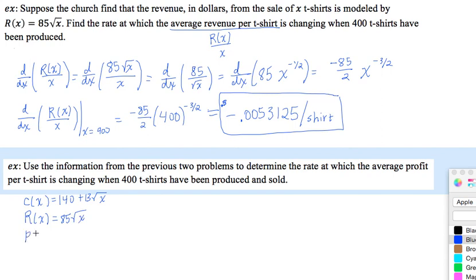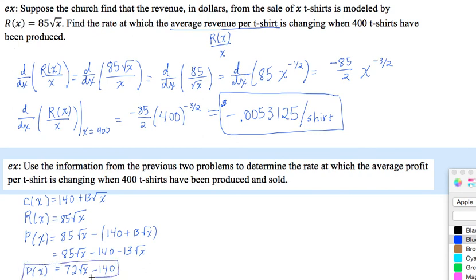Okay, profit is defined as revenue minus your cost. So it's defined as 85 root x minus (140 plus 13 root x). Let's simplify that, distributing that negative, we get minus 140 minus 13 root x. So your profit P of x, the 85 minus 13, is going to be 72 root x minus 140. So that's our profit function. It tells us the profit from the production and sale of x shirts.